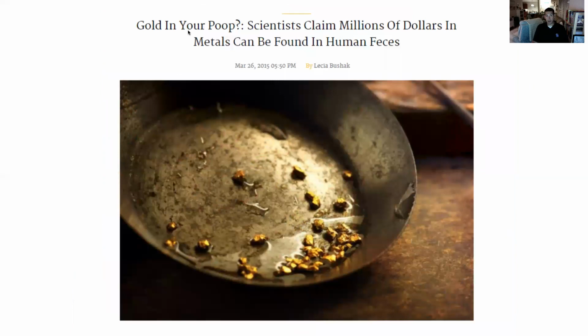All right, gold in your poop. This is a pretty interesting article. Scientists found, in a waste treatment site near an old gold refinery, that they were actually getting traces of gold. And if someone wants to, a company can come along and sift through all that poop, and they will be able to collect roughly $1 million worth of gold. But do you want to do that job? Maybe, maybe not. Probably not. I don't want to do it. I'm just going to teach you guys instead.